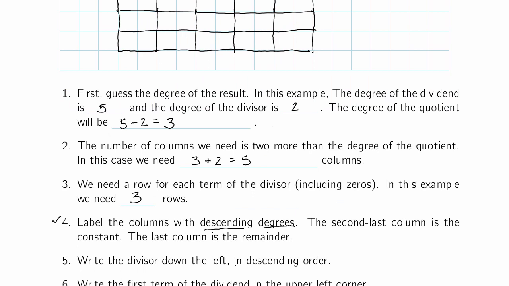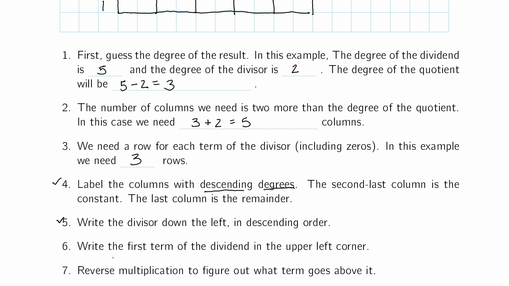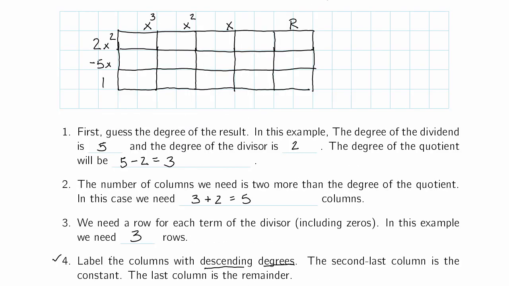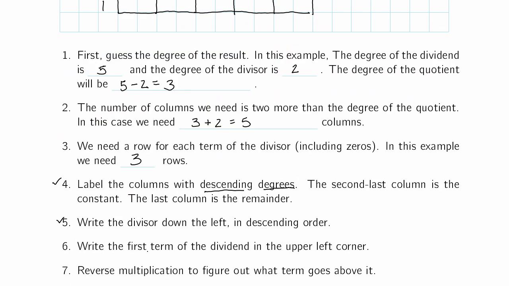The reason I needed a row for each term in the divisor is I'm going to write my divisor down the left in descending order. So I've got a 2x squared, a negative 5x, and a 1. And now I write the first term of my dividend in the upper left-hand corner. So my first term is this 2x to the 5th. I put that in the first box. And now I'm done with my setup.